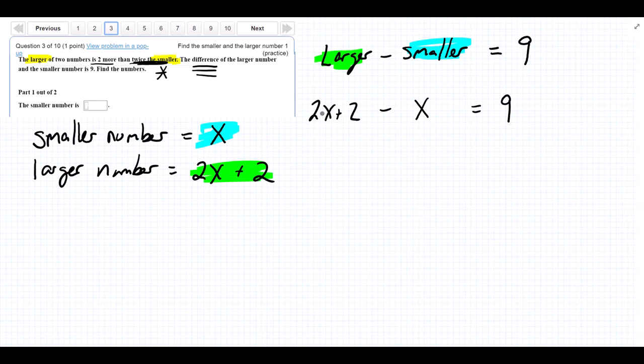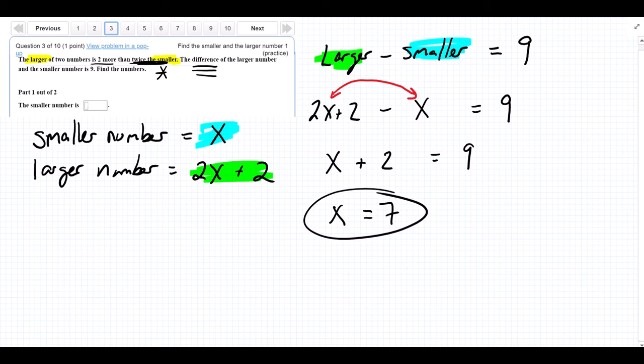So on the left-hand side, we have 2x's here minus 1x here, so those x's combine to just positive 1x. There's a plus 2, and we still have this equal 9. Subtract 2 from both sides, and so x is equal to 7. So that's our smaller number. And the larger number, 2x plus 2: 2 times 7 is 14, plus 2 is 16.